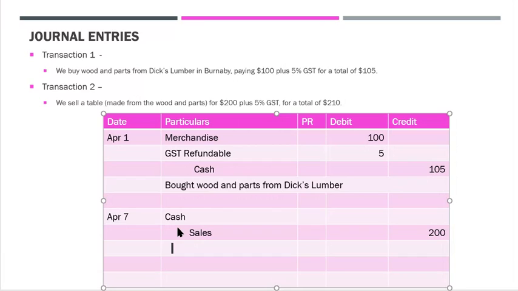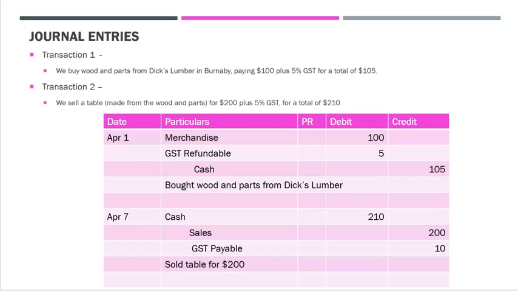And I also have to collect GST. This time I'm calling it GST payable. This is GST that I need to pay to the government. 200 plus another 10 cash, total of $210. So overall, you'll notice that we paid the other company $5 for our purchases. We collected $10. So far, the government is getting $15 when they only should be getting 10.